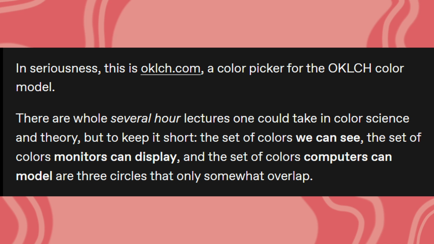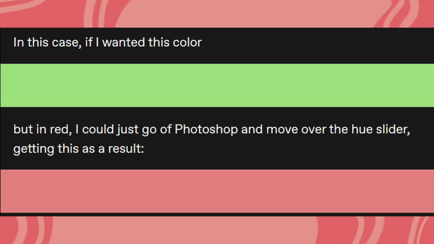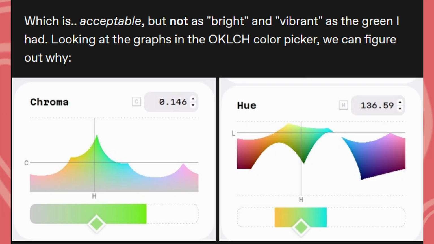There are whole several-hour lectures one could take in color science and theory, but to keep it short, the set of colors we can see, the set of colors the monitor can display, and the set of colors computers can model are three circles that only somewhat overlap. In this case, if I wanted this color, but in red, I could just go to Photoshop and move over the hue slider, getting this as a result, which is acceptable, but not as bright and vibrant as the green I had. Looking at the graphs in the OKLCH color picker, we can figure out why.